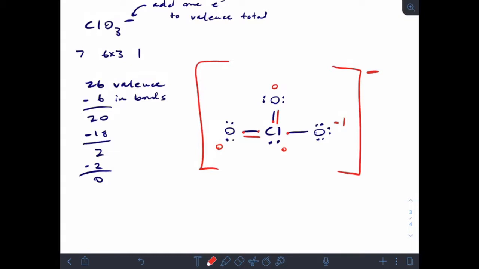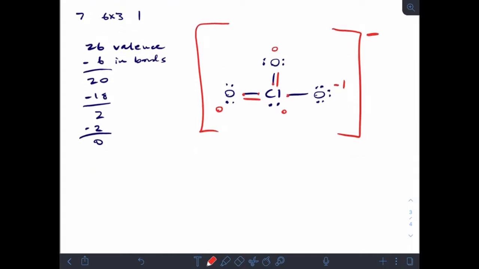Chlorine is allowed to break the octet rule because it's not in period 2. Anything period 3 and lower is allowed to have more. Okay, so this is an example of expanded octet.